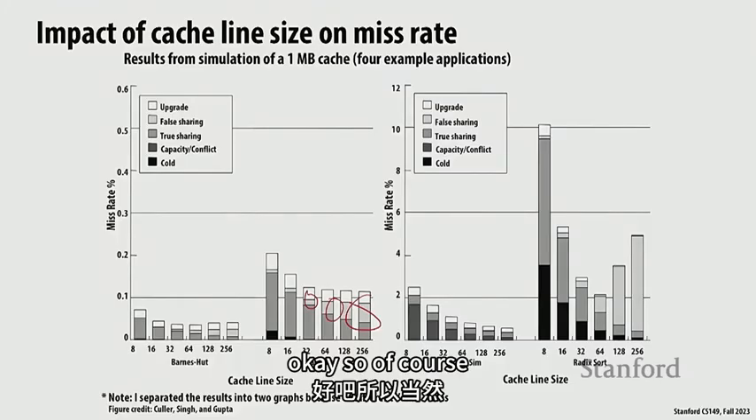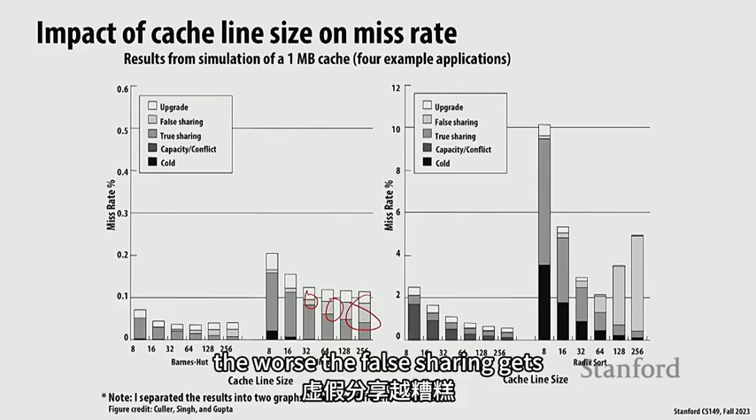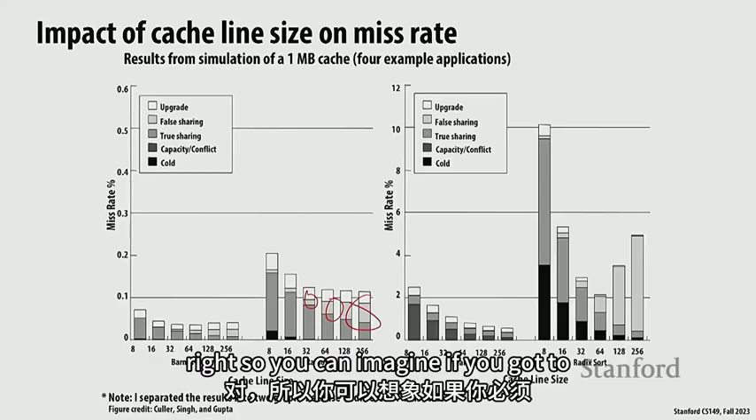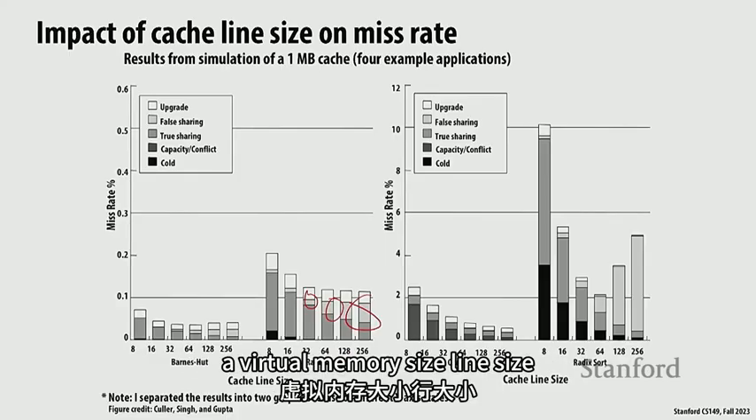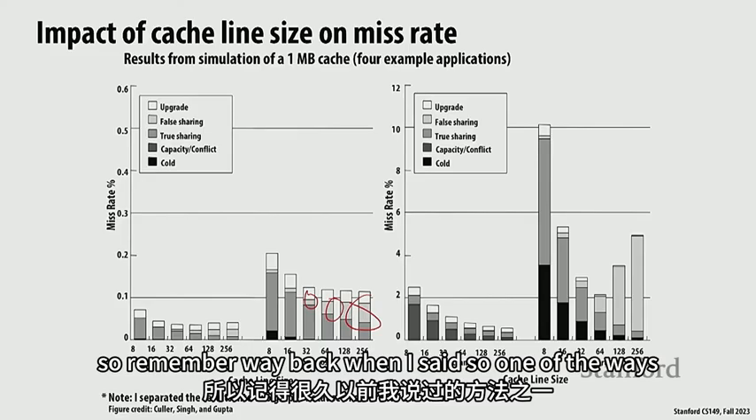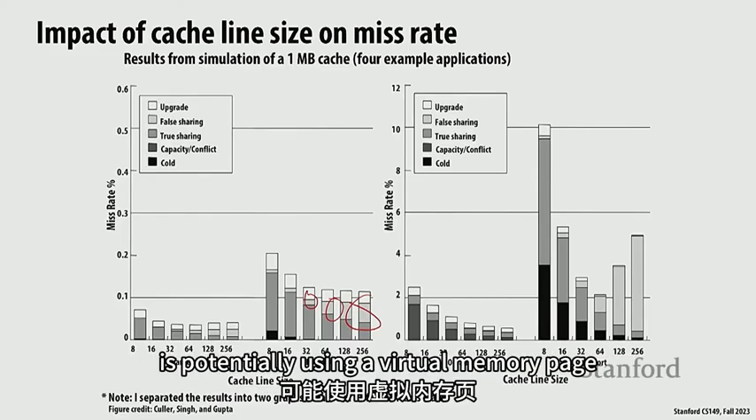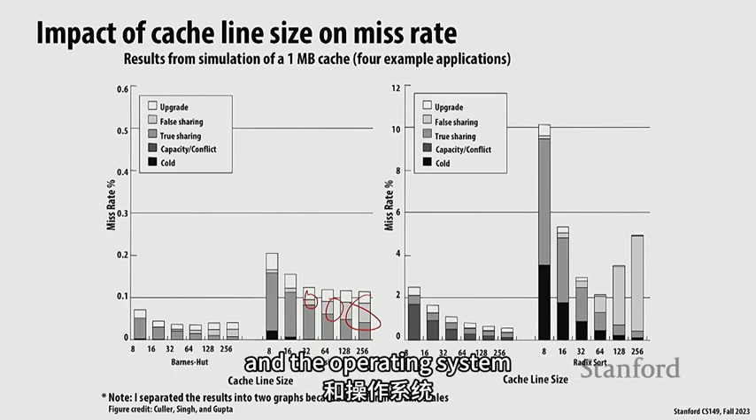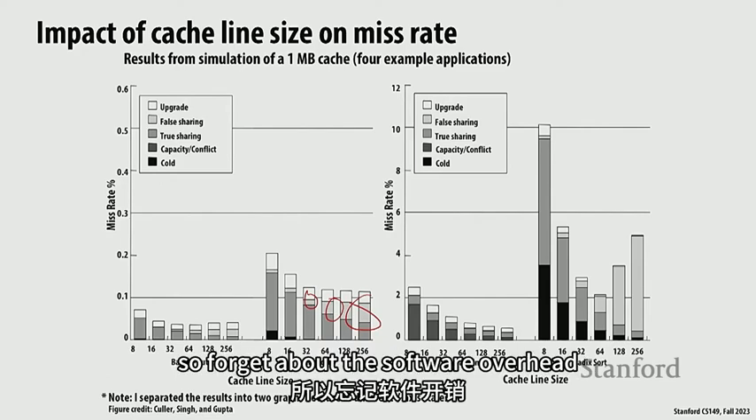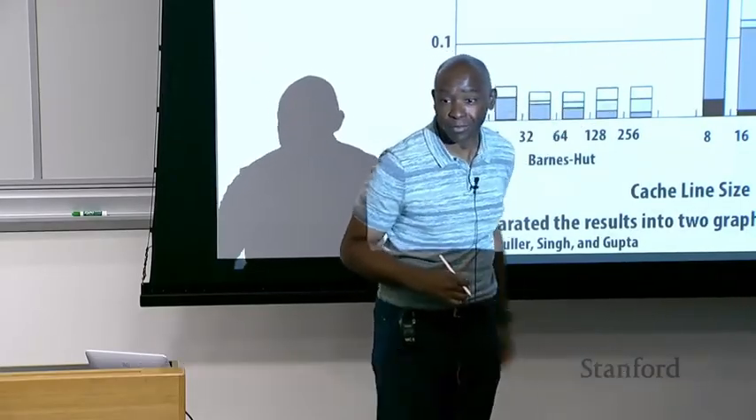Okay? So, of course, the longer you make the line size, the worse the false sharing gets. Right? So you can imagine if you got to a virtual memory page size line size, the false sharing would be terrible. Remember way back when I said one of the ways of doing coherence is potentially using a virtual memory page and the operating system. So forget about the software overhead. Your false sharing problem is going to be horrible.